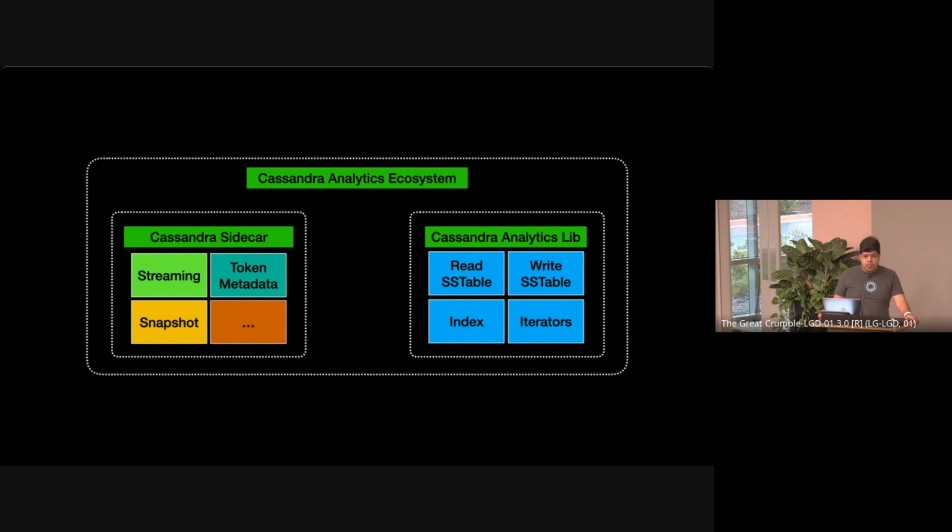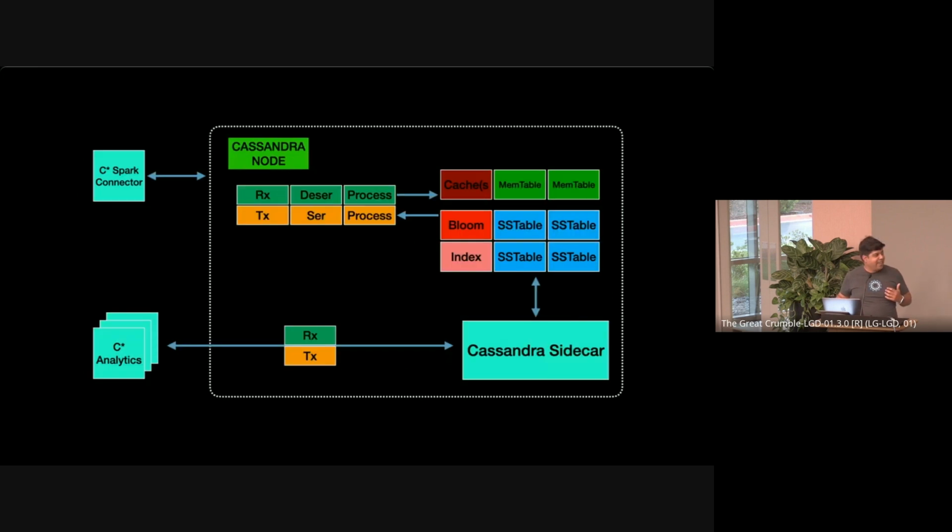The sidecar exposes a bunch of APIs which are useful. One of them being the token metadata. Basically, it gives you the topology of the cluster, and then snapshotting the data across different nodes in the cluster. It also allows you to stream those files that make up the data files of the database out of the cluster. So now I hope most of you can imagine what I'm getting at here, right?